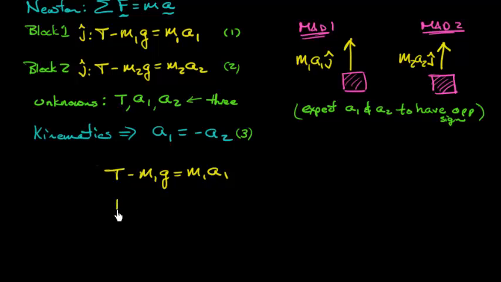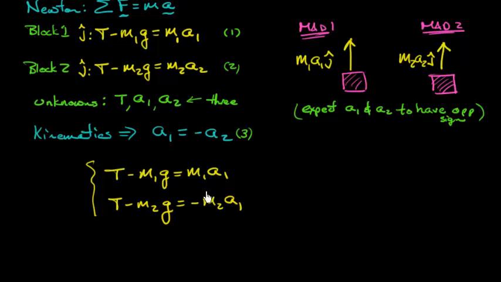So when I do that, I'll get T minus m2g is equal to minus m2a1, right? So a2 is equal to minus a1, so I just make that substitution right here. Now look what I did. I've got 2 equations now with 2 unknowns. My 2 unknowns are T and a1. I've eliminated the a2. So I should be able to take these 2 equations and solve for a1.